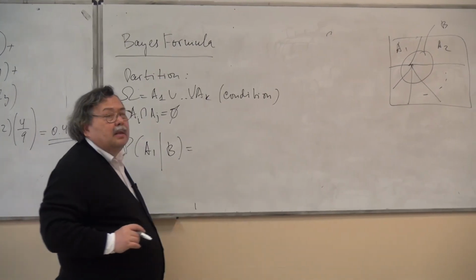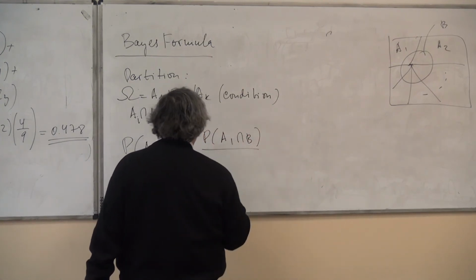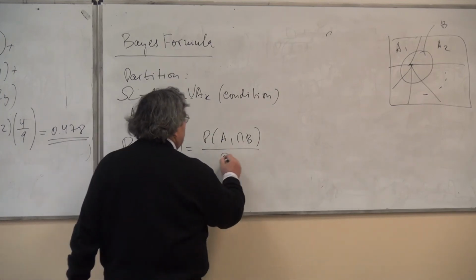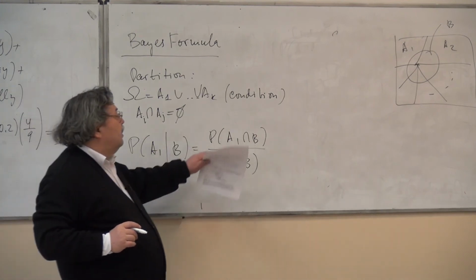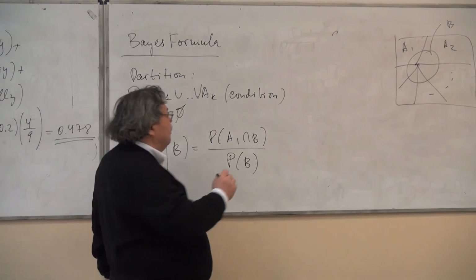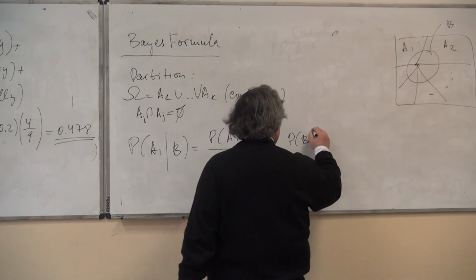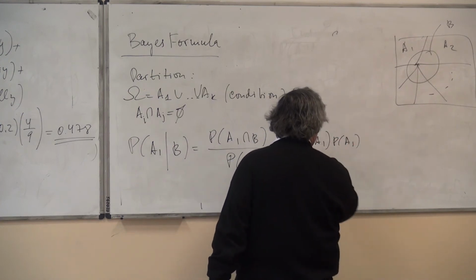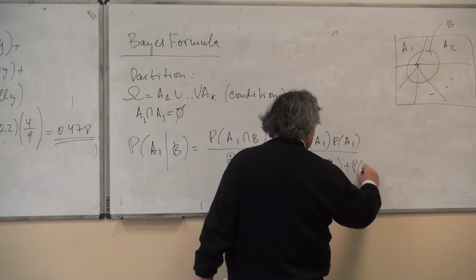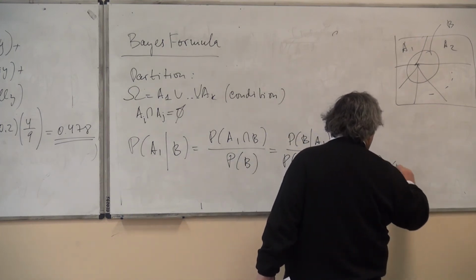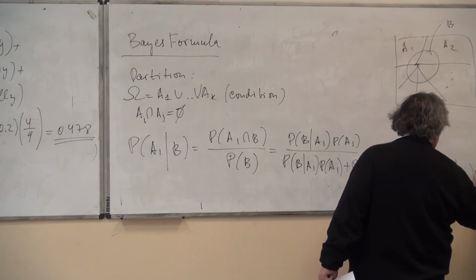Okay? Because it's a conditional probability, we can use the formula: probability of A1 given B equals probability of A1 intersect B divided by probability of B. Also, we can apply the product rule in the numerator and the total probability formula in the denominator, which gives us this probability of B given A1, probability of A1, divided by probability of B given A1, P of A1 plus probability of B given A2, P of A2 plus, and so on, plus probability of B given AK, probability of AK.